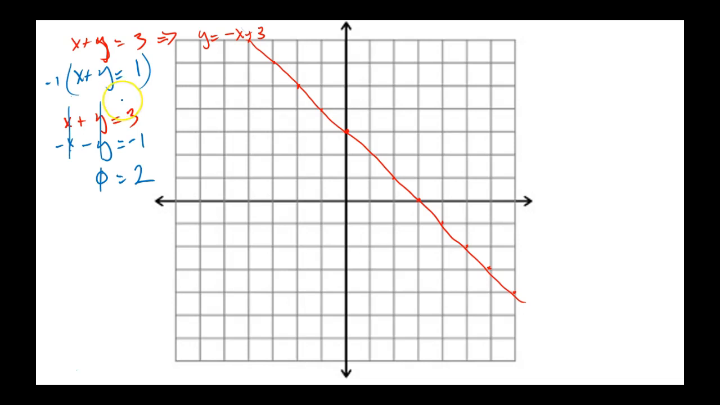And by the way, this one, if you rewrote it up here, would be y is equal to negative x plus 1. So you'd have a y-intercept of plus 1 and a slope of minus 1, which is a parallel line. Okay, I'm losing my place here. Okay, I think I got them all in place.